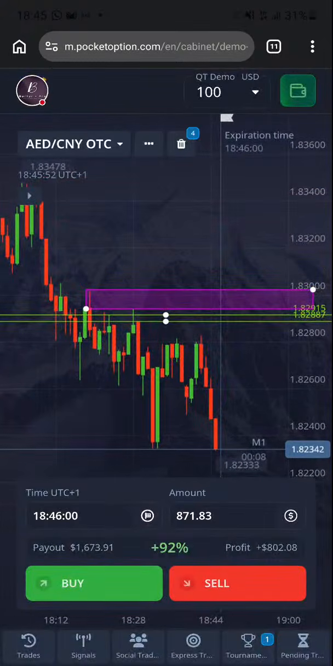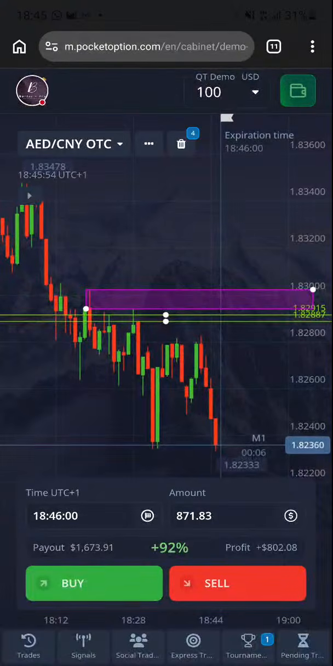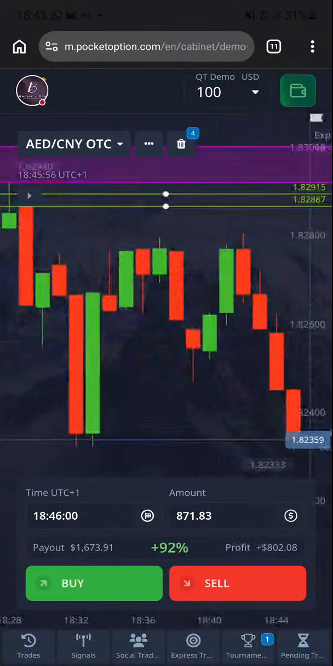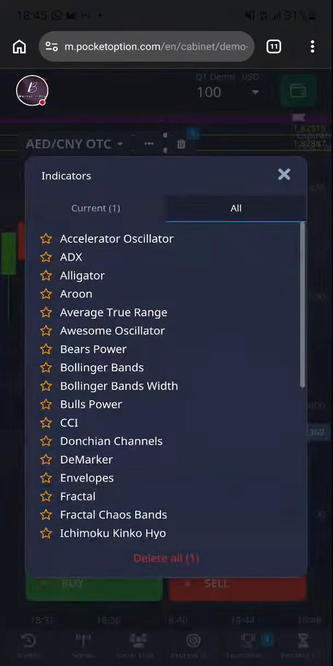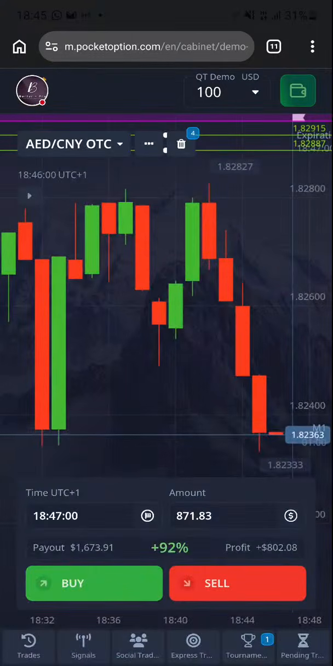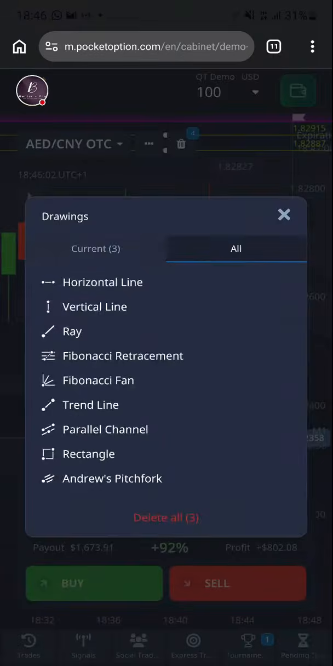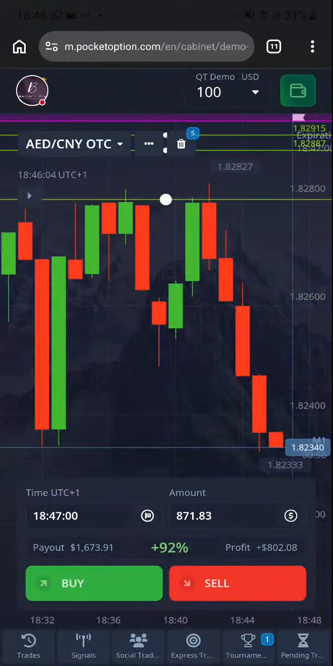Okay, so the third touch we're waiting for is still here, but now price is making a double bottom, and there's going to be another third touch up here. There's going to be another third touch here.